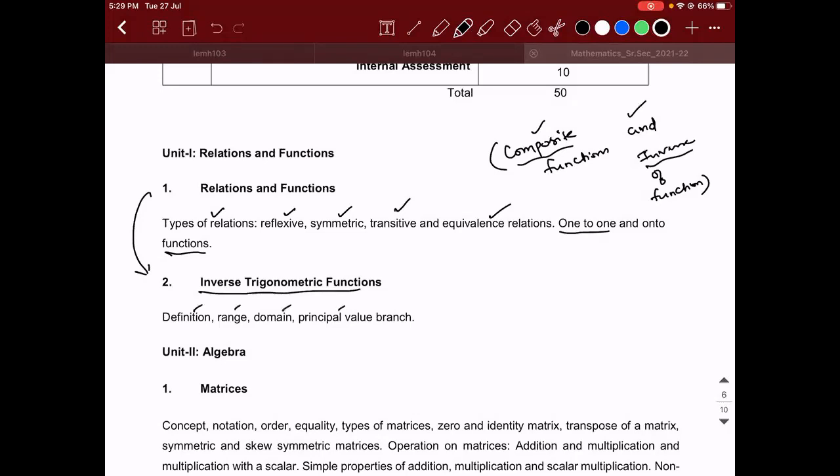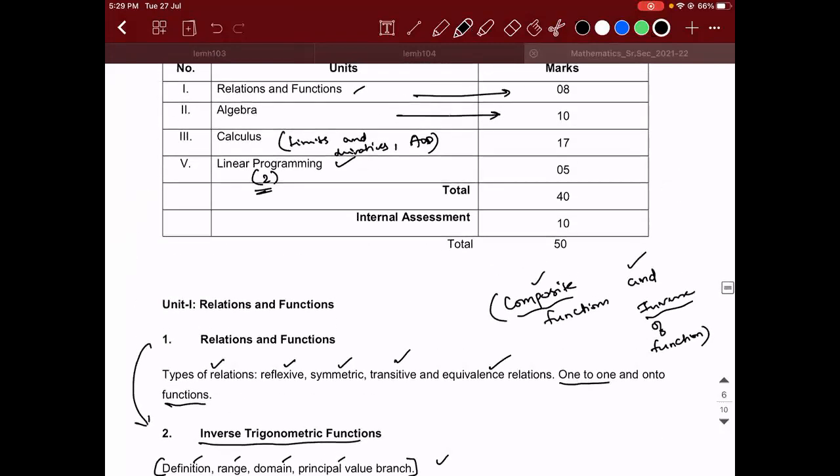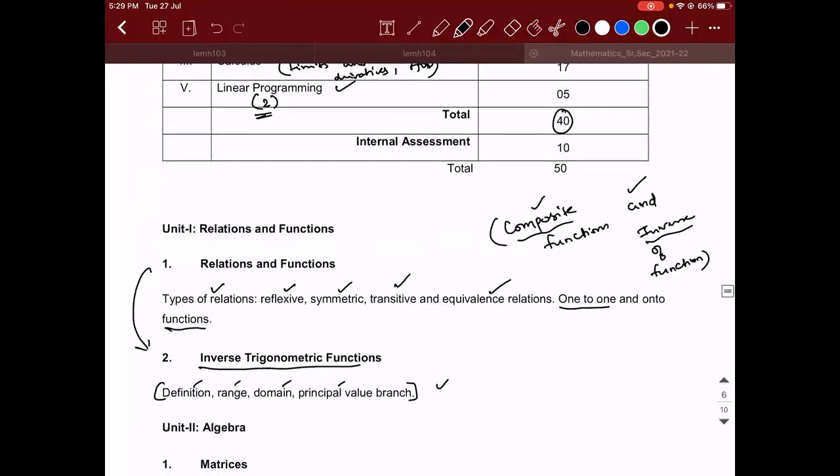And in inverse trigonometry, there is nothing: definition, range, domain, principal value branch. The properties and all, I don't know what they did to it. Sir, the second exercise is removed in inverse, that's what it seems like. So no properties. I think last year they didn't remove properties, but this year they have. I think because of this, the marks are 40 marks only. But I would not suggest that.